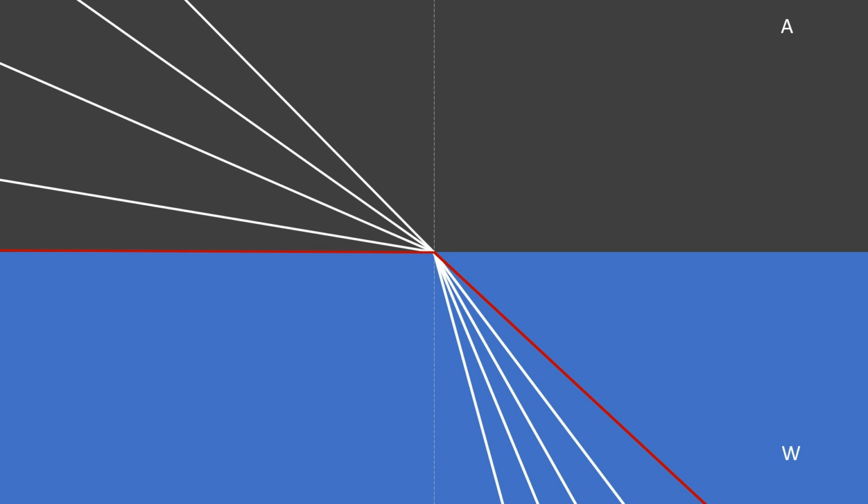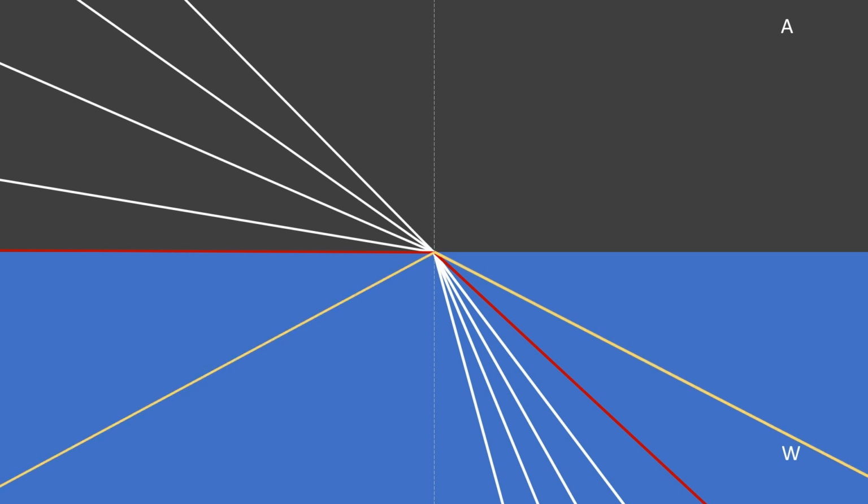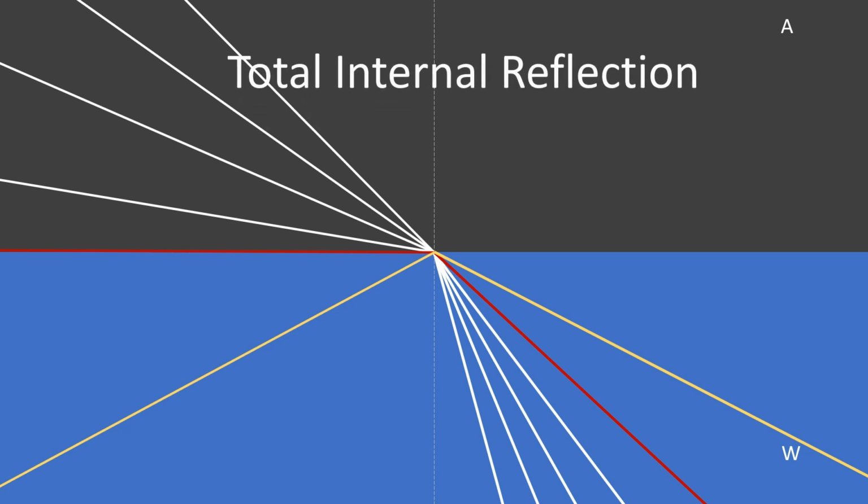What happens to the light ray if we slightly increase the angle of incidence? It will be reflected back into the optically denser medium. It will bounce off the boundary surface as if it's a mirror. This phenomenon is known as a total internal reflection. The angle of incidence at which it begins is referred to as the critical angle of total internal reflection.